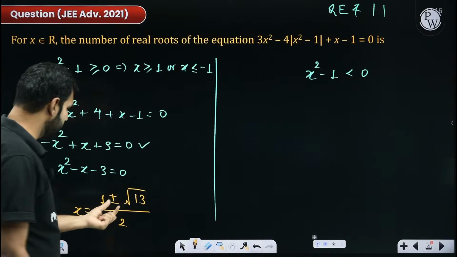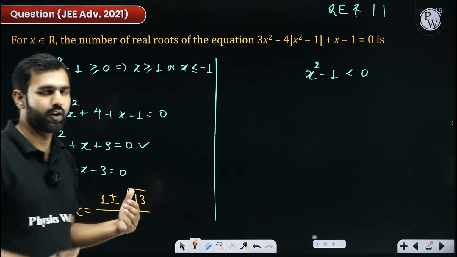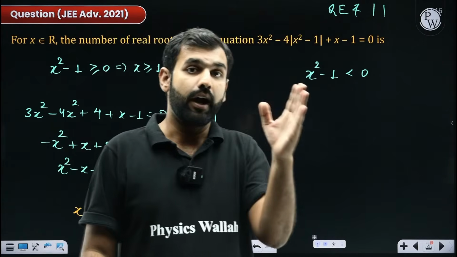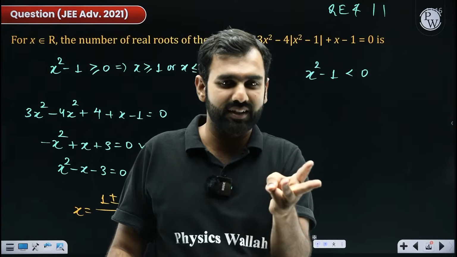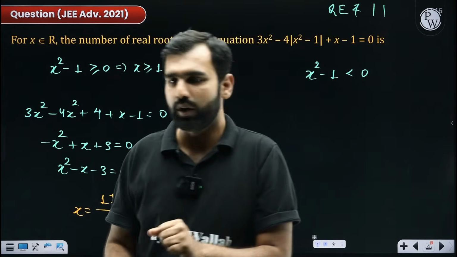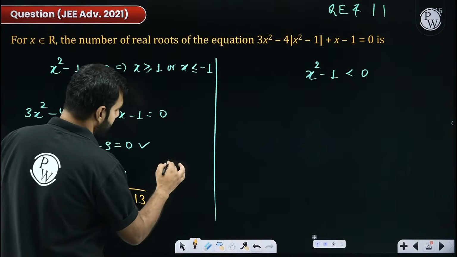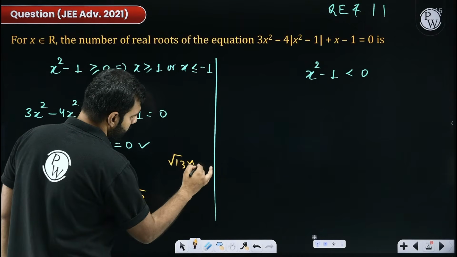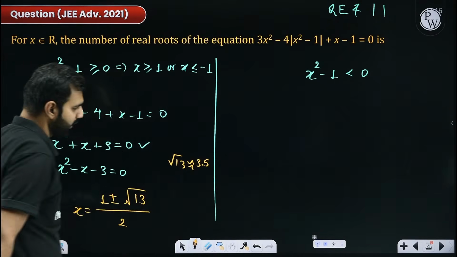So with that, all you need to understand is under root 13. Under root 13 is somewhere between what? Under root 9 and under root 16. Under root 9 is 3, under root 16 is 4. So between 3 and 4. So can I take this under root 13 as approximately 3.5 for a while? I hope you're comfortable with that.